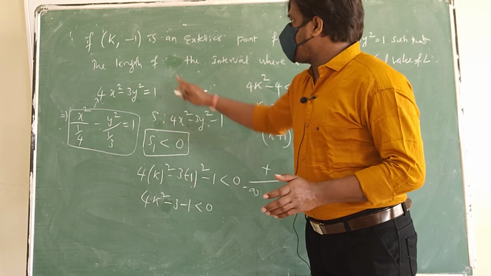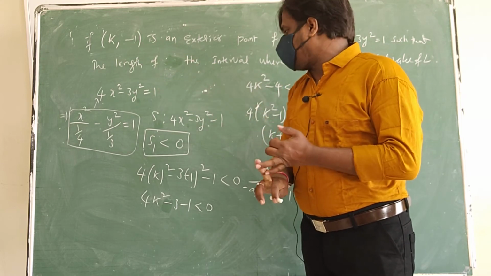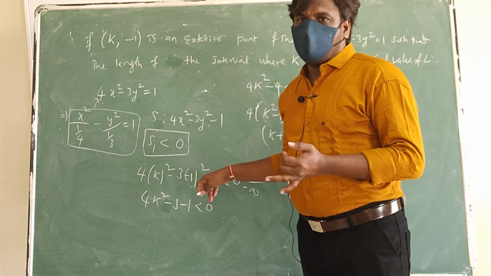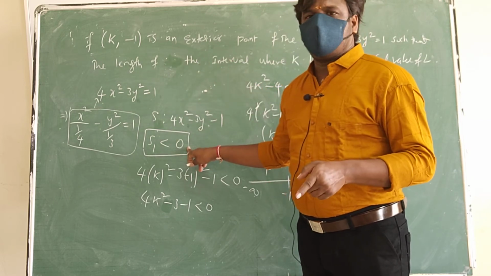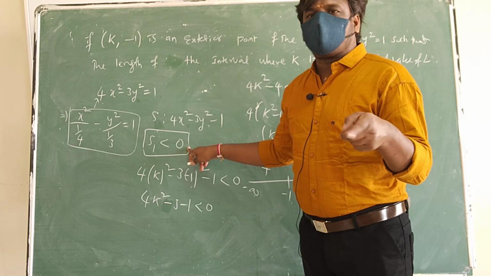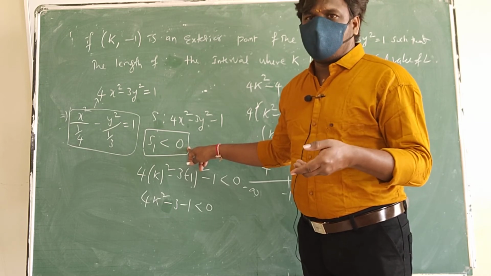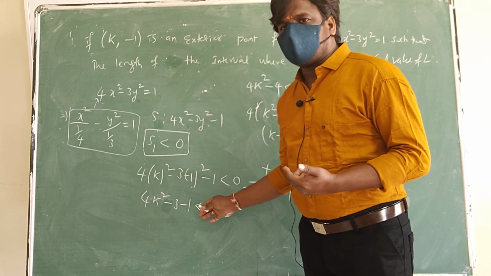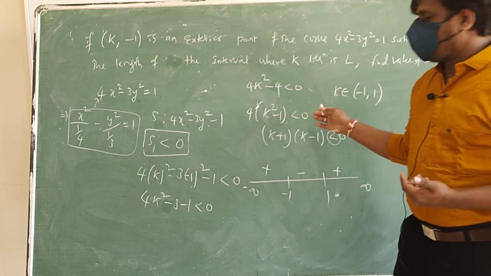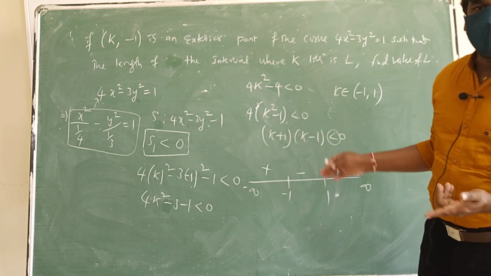In that I am putting the point k comma minus 1. Wherever x is there, k; wherever y is there, minus 1. And it is already given that it is the exterior point, so it should be less than 0. If it is an interior point, greater than 0. If it is on the curve, equal to 0. Exterior is given, so less than 0. So substitute here, simplify, and after that you know the wavy curve method, done.